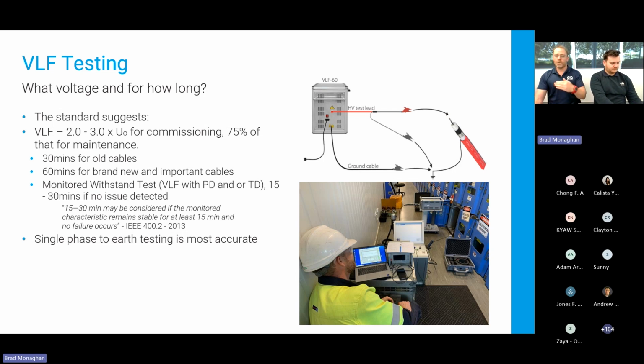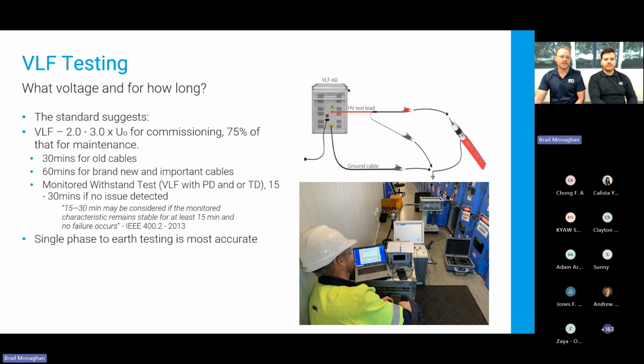And then once you've commissioned the cable, you generally don't go to that voltage again. So you stress it when it's first built, and then every time you high pot the cable after that, you'll generally only go to about 75% of that voltage level for maintenance tests. And then how long do you test the cables for? When we look at the standard, it suggests 30 minutes for old cables, 60 minutes for brand new cables, and 60 minutes for important old cables.